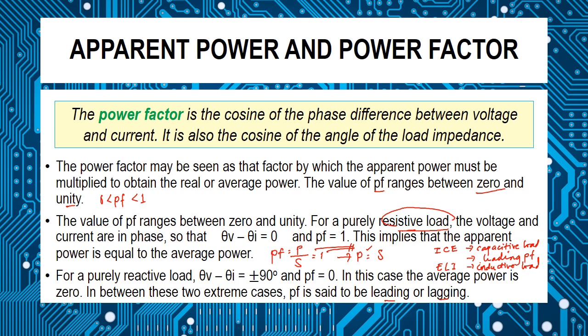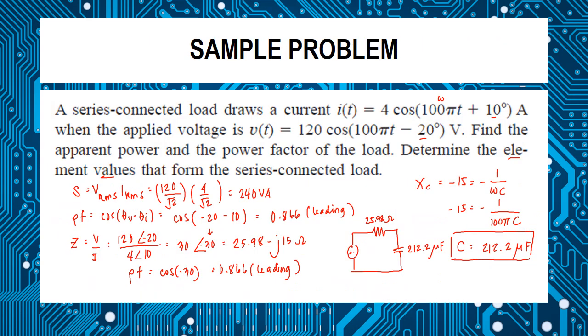And then if we have lagging PF, that means the current lags the voltage. So if you can still remember ELI, voltage leads or current lags. And this is inductive load naman. So this is lagging PF, or lagging power factor.